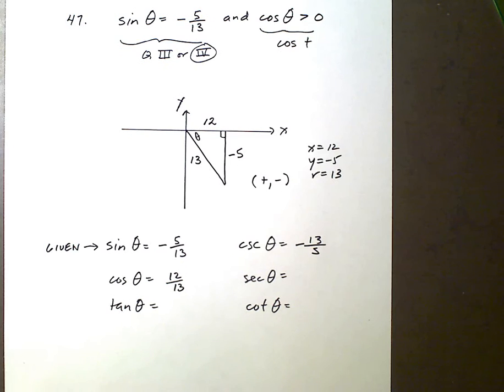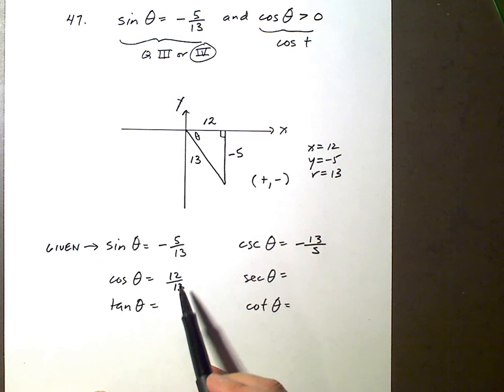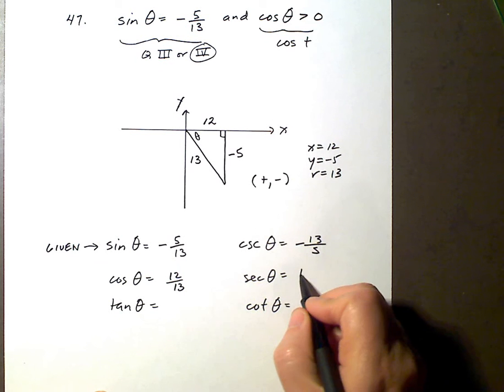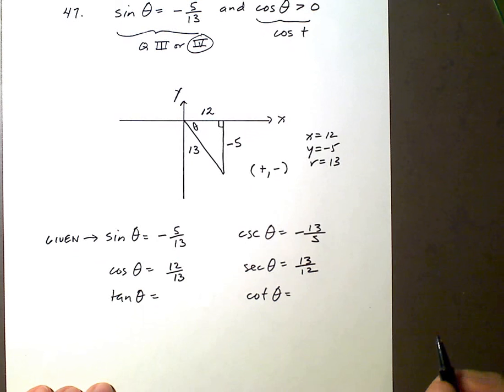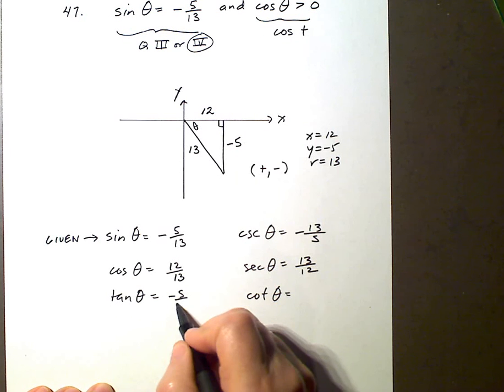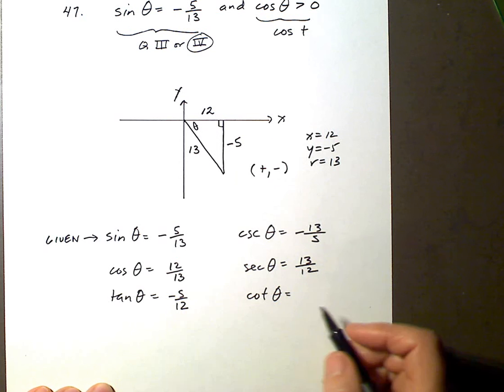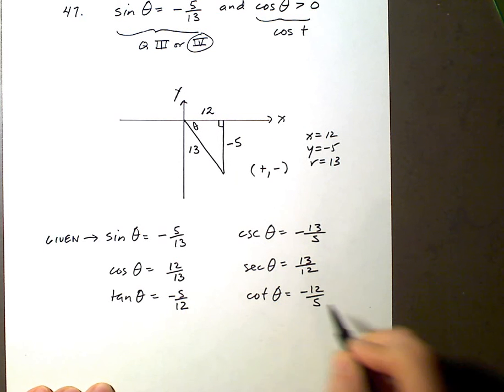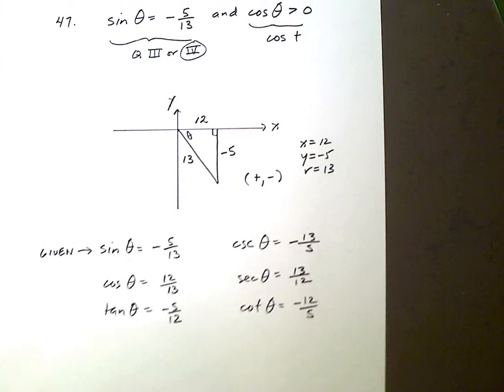So this is y over r, this is x over r, so the secant would be the reciprocal of that, and then the tangent of this angle would be negative 5/12, and the cotangent would be the reciprocal of that, or negative 12/5. And that is number 47.